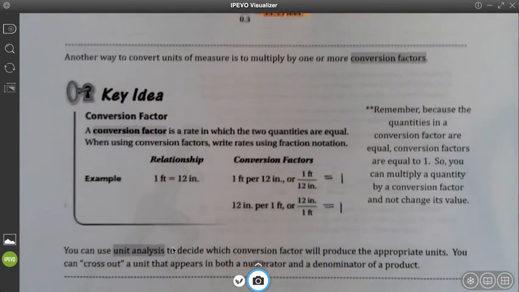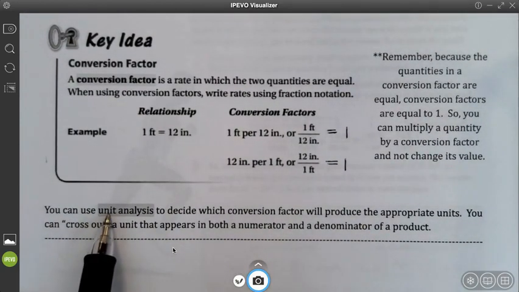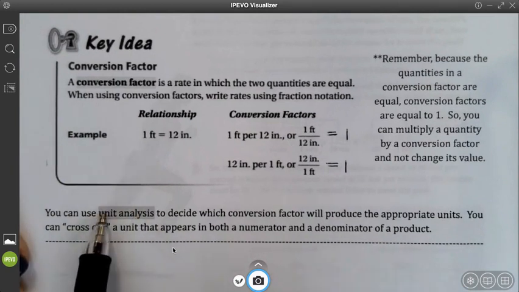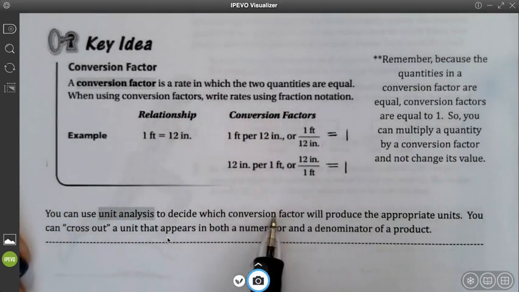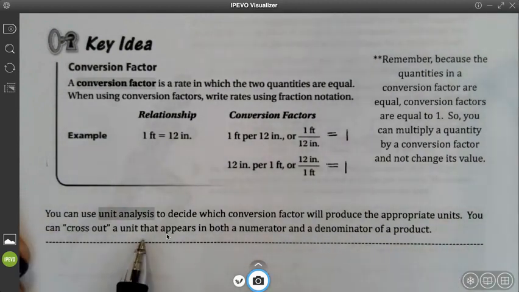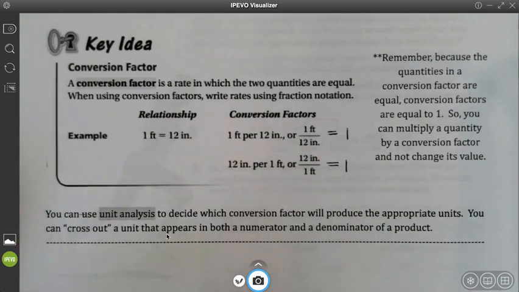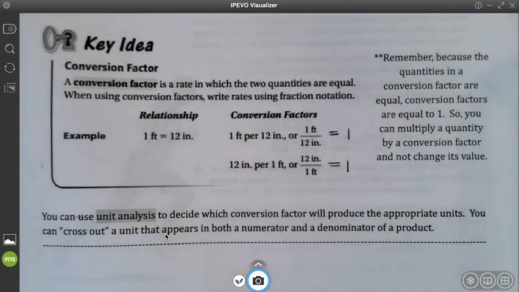This next strategy requires unit analysis. You can use unit analysis, so we're going to analyze the units to decide which conversion factor will produce the appropriate units. You can cross out a unit that appears in both the numerator and denominator of a product. So basically, we are cross-canceling units is what that means. Let me show you an example.